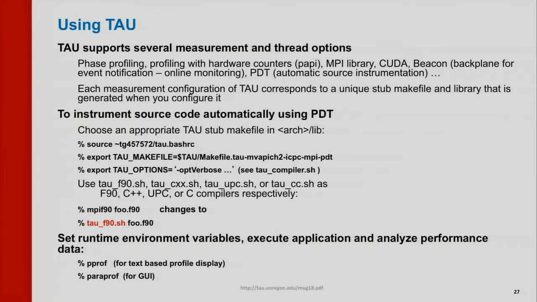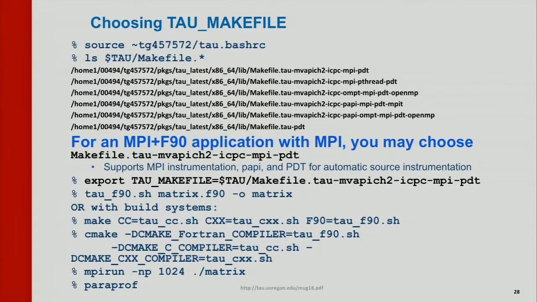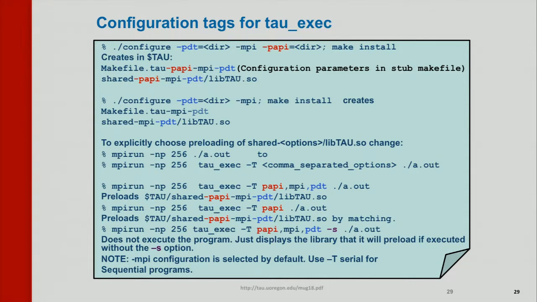To do that, you should use these compiler scripts and set a TAU makefile environment variable and switch the name of the compiler. So every time you configure TAU, it builds a configuration with an MPI and a makefile that has unique tags in its name. And you can choose one of those makefiles and then set it and then use make and override the compiler if you want to do source instrumentation.